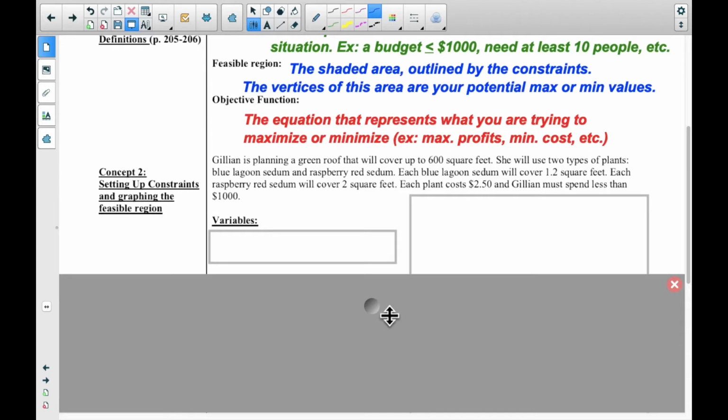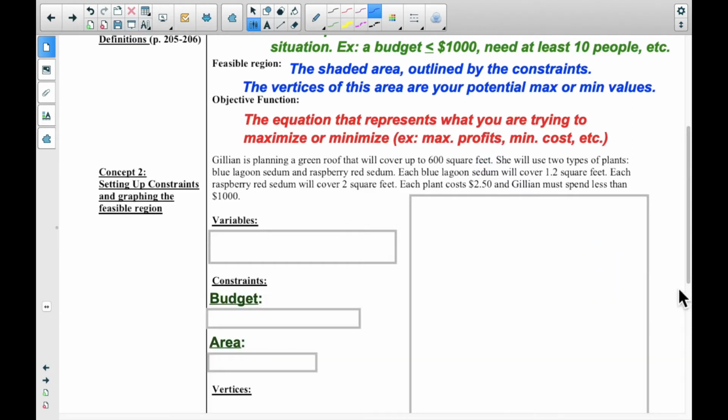I personally think sometimes it's easier to start with the constraints. The constraints are, again, the limitations. Here's Gillian. What are her limitations? One thing we've said is she has to spend less than $1,000, so one of her constraints is going to be her budget. Another thing, which might not be as obvious, is that it has to cover up to 600 square feet. In other words, it has to be less than 600 square feet. I think it's easier to start off by saying what the constraints are, and so the constraints are the budget and the area.